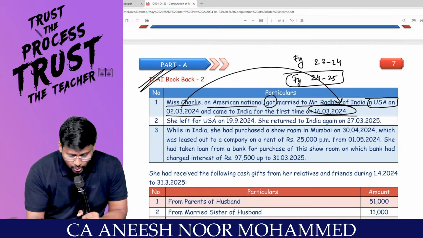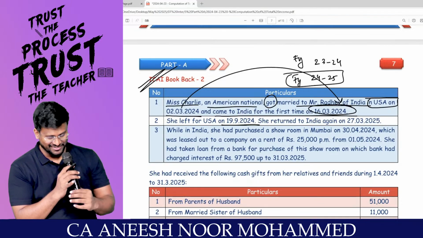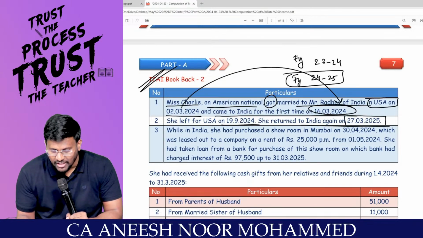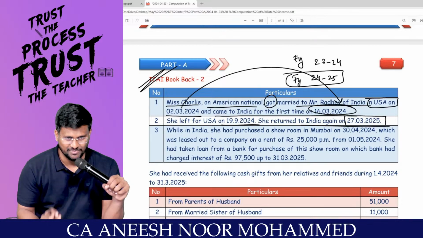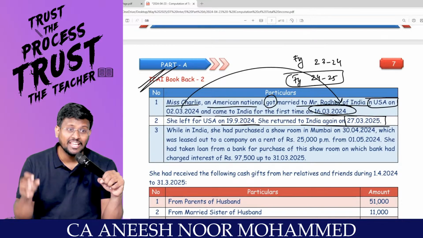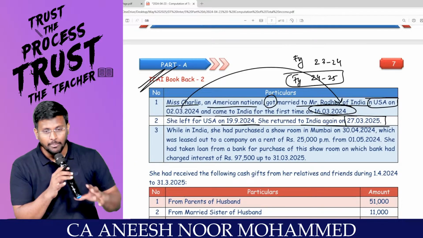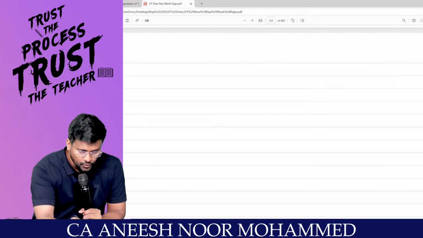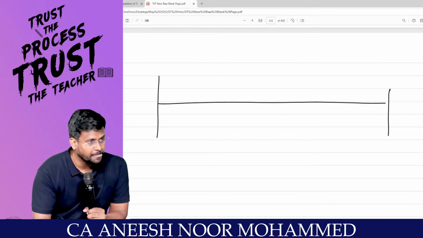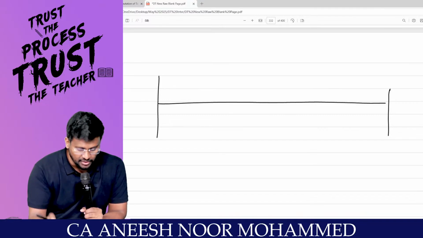She left for USA on 19/9/2024. She returned to India again on 27/3/2025. She usually comes only in March. So from 1st April she was in India till 19/9, but then she went back and she came on 27. So we have to draw the timeline better, correct? Yes, sir.